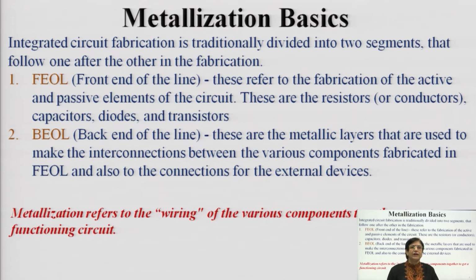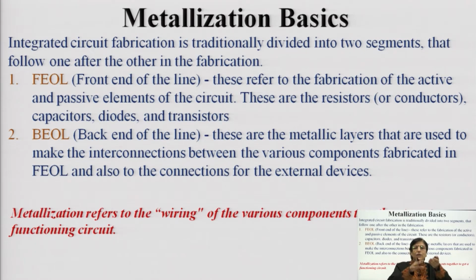Now, this overall process is divided into two segments. One is known as the front end of the line, the front end process of fabrication, which refers to the fabrication of active and passive elements, and these elements include resistors, capacitors, diodes and transistors. That means you are defining the active and passive components which give you desirable properties as part of the circuit. The second is the back end of line, which comprises metallic layers used as an interconnect between the various components fabricated in the front end of the line.